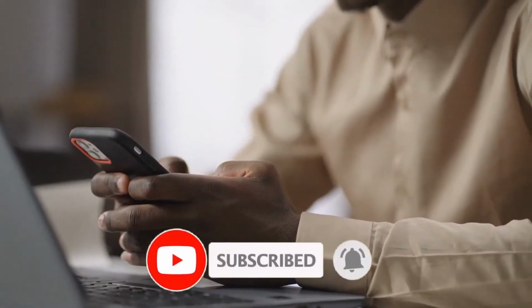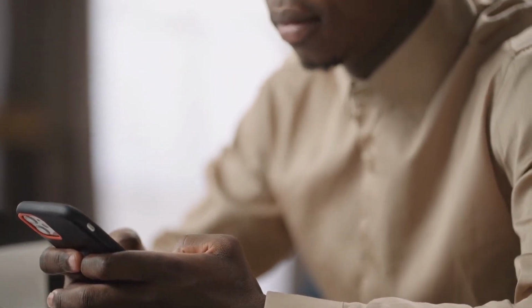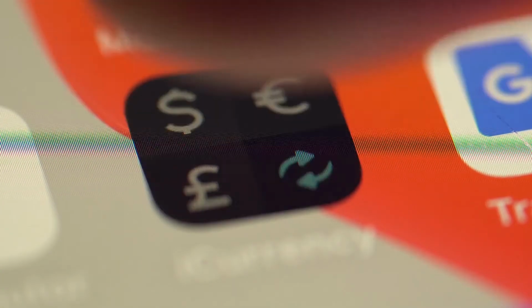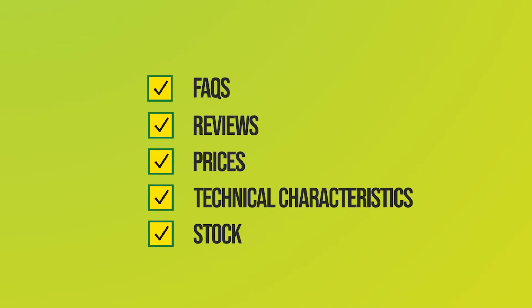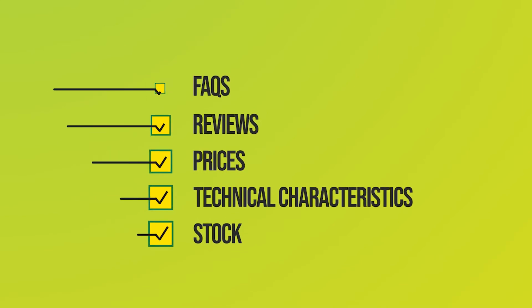Based on this information, Google generates rich snippets at the top of the SERP so the web user can determine whether the content is interesting or not. This can greatly improve the click-through rate, or CTR, from Google. With this kind of data use, you can highlight your product's ratings, FAQs, reviews, prices, technical characteristics, and stock.